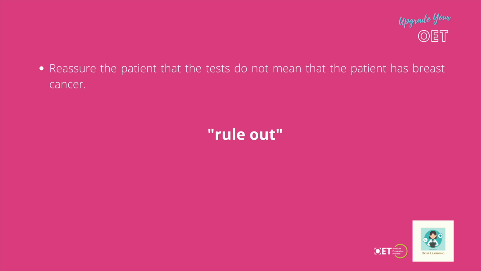Now, imagine you've told the patient this and the patient might be quite worried. So why do we need urgent blood tests? What's so important? It needs to be done on the most urgent pathway. Maybe the patient is worried that they have breast cancer, and you need to reassure the patient that the tests do not necessarily mean that the patient has breast cancer. And you want to use the phrasal verb rule out, which of course means to eliminate.